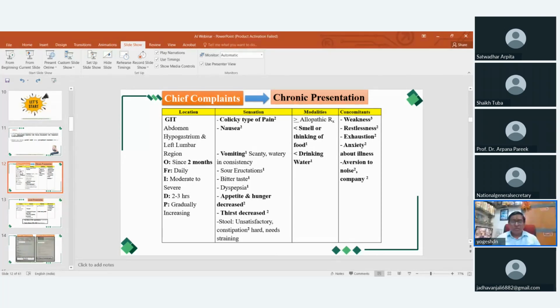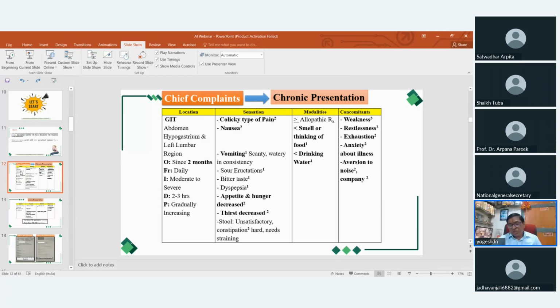Along with that pain, there is nausea, which is partially ameliorated with allopathic treatment. As I had already mentioned, the patient has partial relief with the ongoing conventional mode of treatment. She is also having nausea, which is aggravated by smell or thinking of food. Degree is given: colicky pain 2 marks, nausea 2 marks, vomiting 1, and the vomitus consists of scanty, watery, inconsistent matter. Sour eructations are there, bitter taste is there.